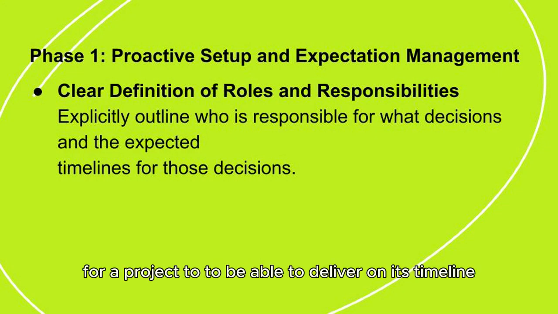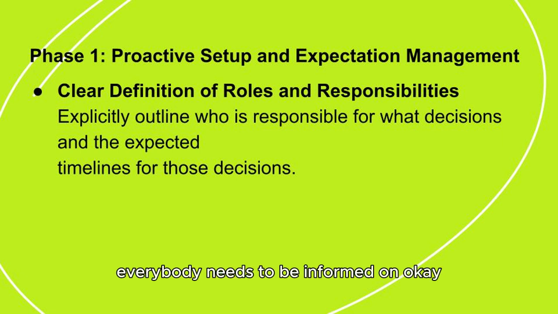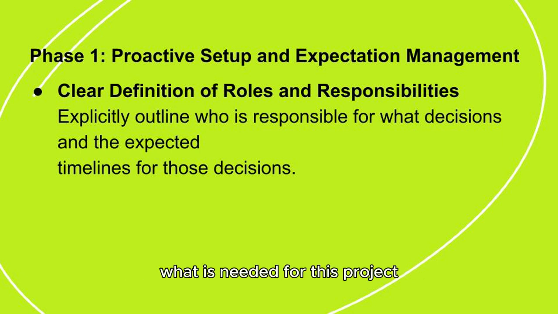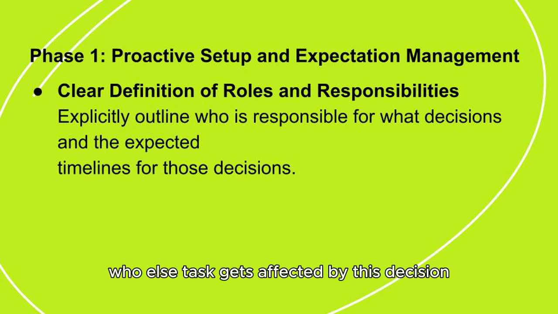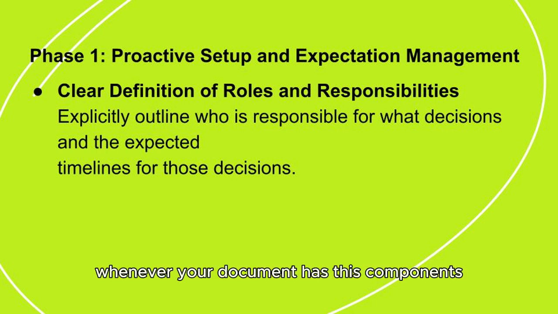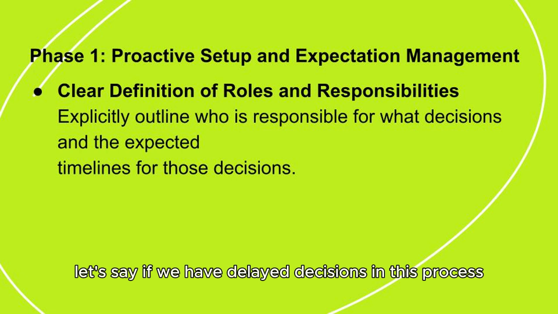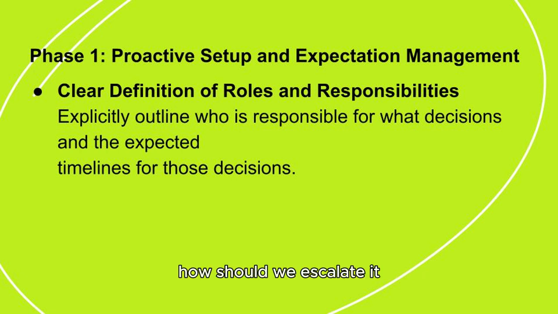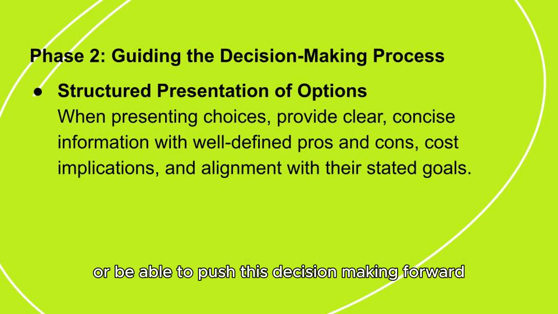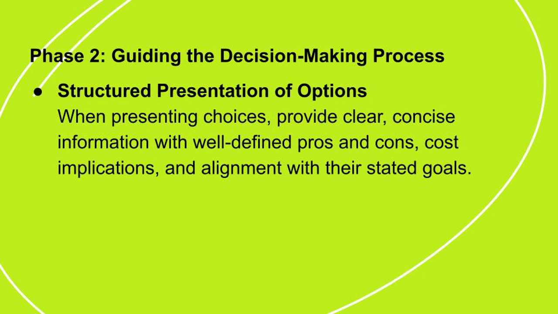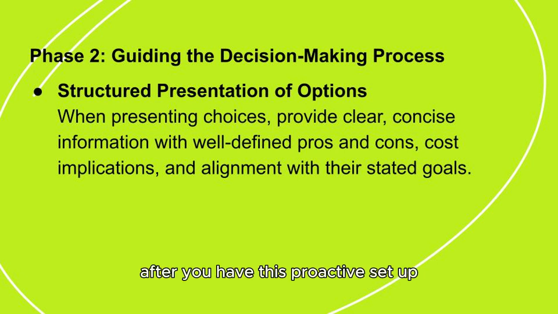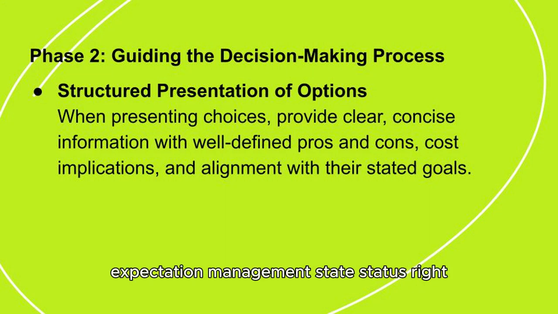The reason why you do that and share it with everybody involved in the project is because for a project to be able to deliver on its timeline, everybody needs to be informed on what is needed for this project, and if I delay my decision, whose tasks get affected by this decision. Whenever your document has these components, which is the RACI, responsible, accountable, consulted, and informed matrix, this allows people to know that if we have delayed decisions in this process, how should we escalate it? Who can we get consensus from or be able to push this decision making forward?